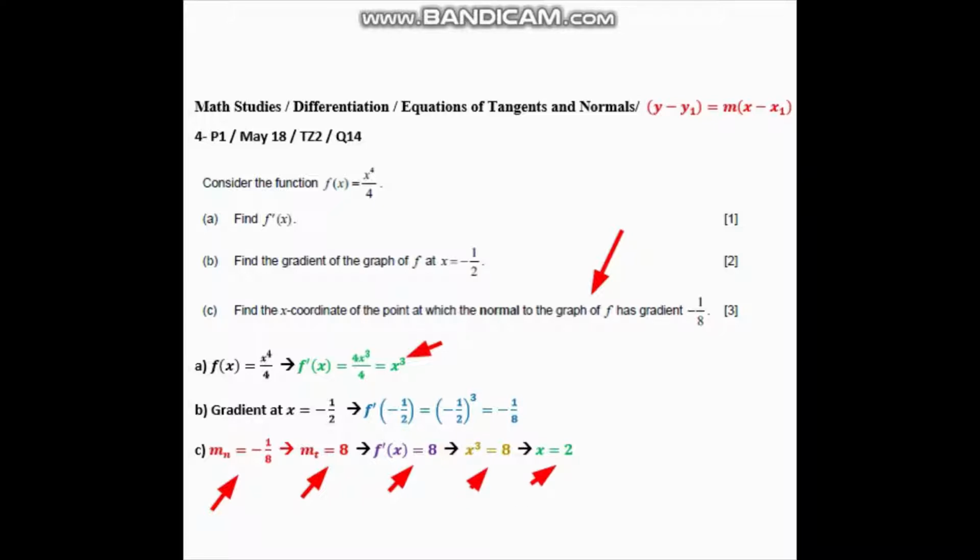So this is kind of a tricky question because it got you the question the other way around. Instead of giving you the x and requiring the slope of the tangent or the normal, it gave you the slope and it required the x. I hope you have understood this. Anyway, take a minute to copy this down if you will. And this concludes our video. I hope you have found it beneficial.